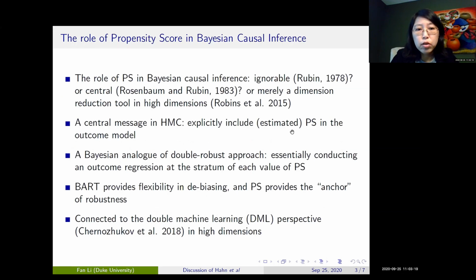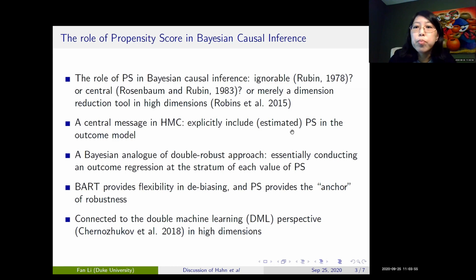So the first point, I think the Hahn et al. paper is really a nice paper, and to me an essential takeaway message from this paper is that it's important when you do Bayesian causal inference to explicitly include the estimated propensity score in the outcome model. This message is important because the role of the propensity score in Bayesian causal inference has been subject to some debate.